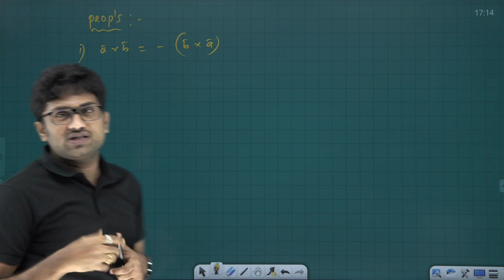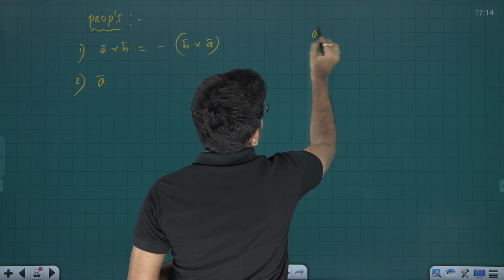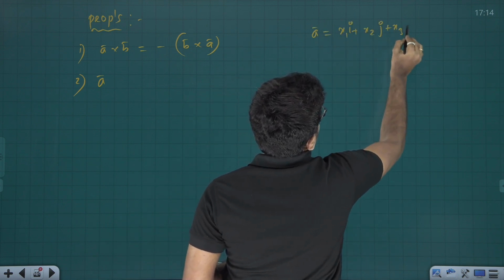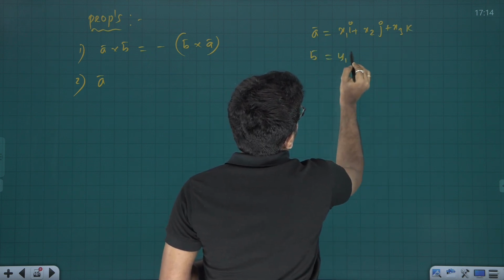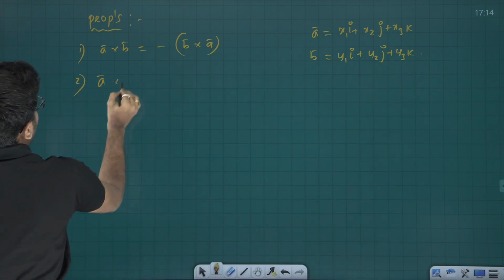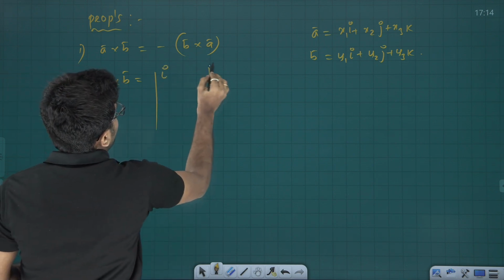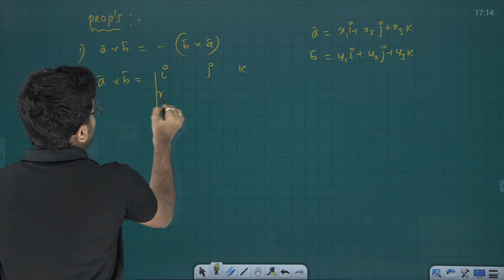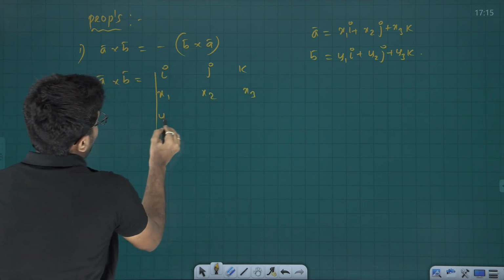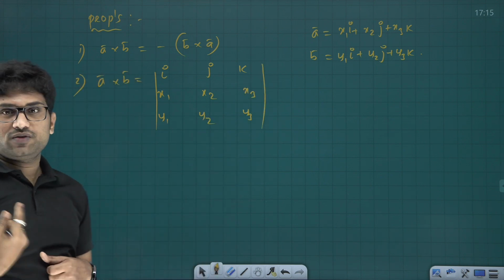And how do we find, in general, the cross product, friends? Suppose A bar is equal to x1 i plus x2 j plus x3 k, and B bar is equal to y1 i plus y2 j plus y3 k. Now A bar cross B bar will be equal to the determinant of i, j, k. We know how to expand a determinant. First we have A bar, then the components of A bar x1, x2, x3, then y1, y2, y3. Then if we expand the determinant, we get the cross product of these two vectors.